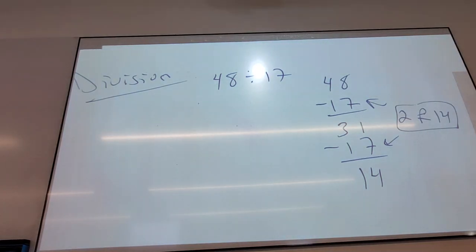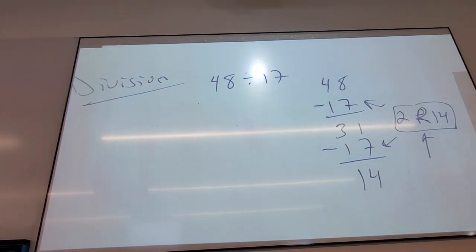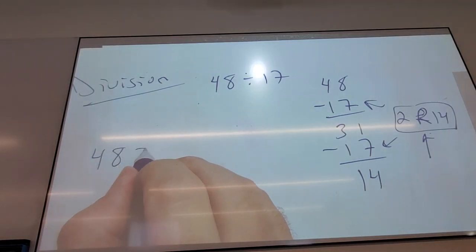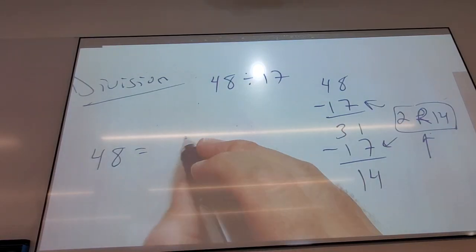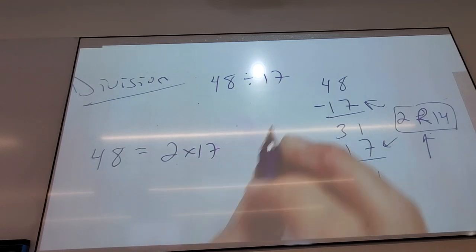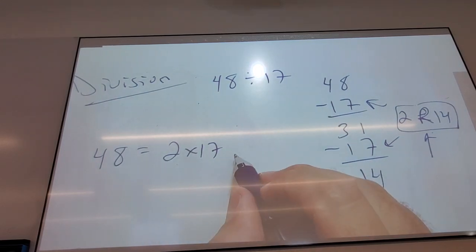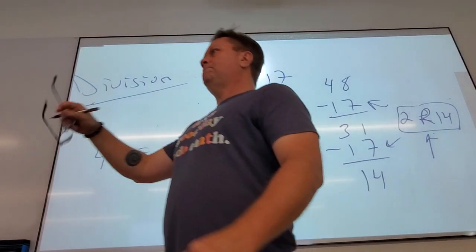Now, can somebody tell me what this actually means when I say 2 remainder 14? There's a way to rewrite 48 buried in there. What's the 2 mean again? 2 17s. So 48 is 2 times 17. But that's not true until you put plus 14. You guys see that? That is literally what that means.